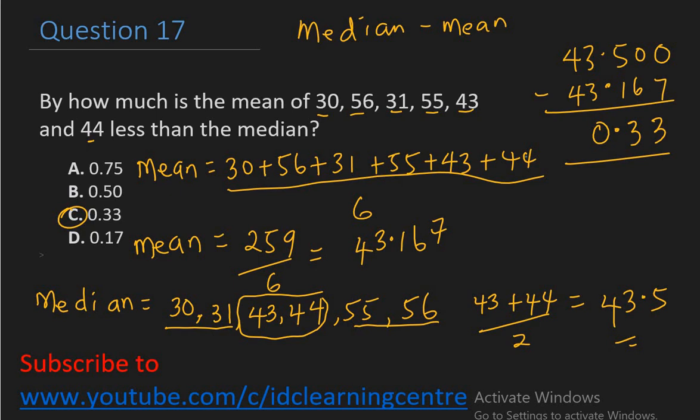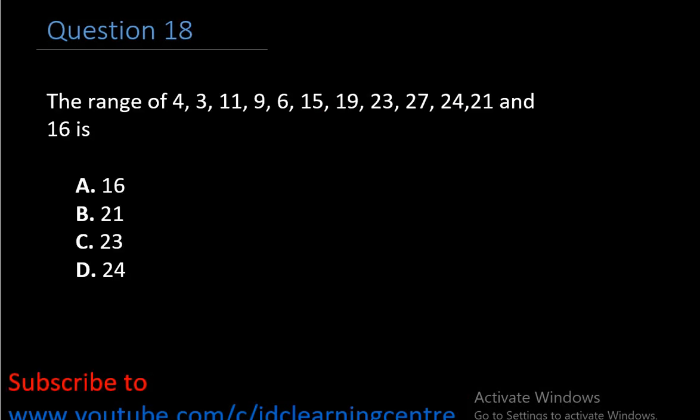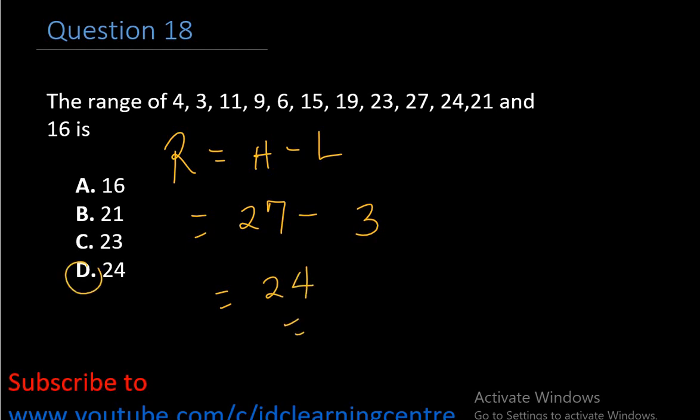Alright, question 18. The range of 4, 3, 11, 9, 6, 15, 19, 23, 27, 24, 21, and 16 is what? What is range? Range is simply the largest number minus the smallest. That is range. Since range is highest minus lowest, the highest number here is 27 and the lowest is 3. So the range is 24. The answer is D.